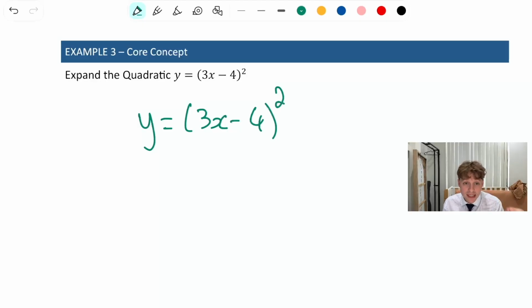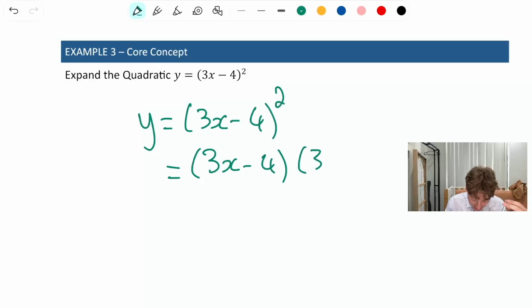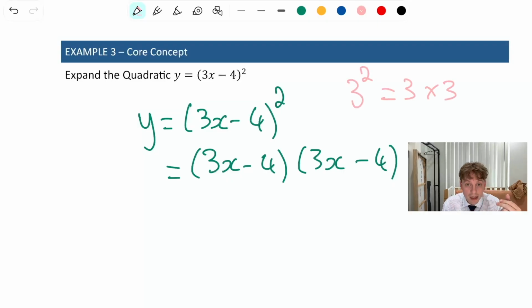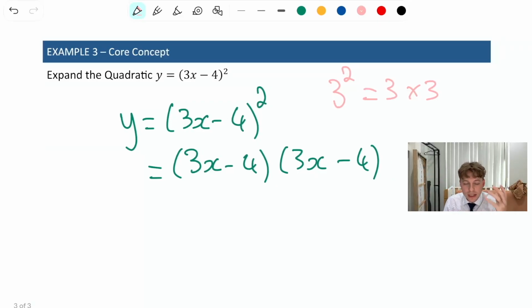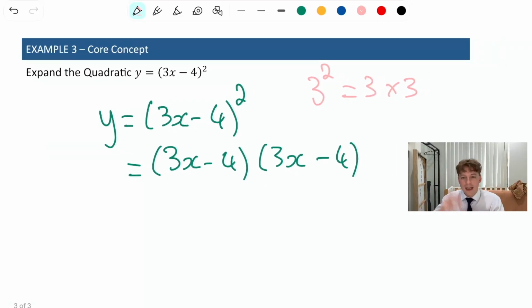What we have to do instead is recognize that 3x minus 4 squared is the same as 3x minus 4 multiplied by 3x minus 4. The same way if I told you 3 squared, that's equal to 3 multiplied by 3. Same idea. I can expand out my square. Now, once I realize I'm expanding, we see we're going to get a full 3 terms when we simplify down, like a full quadratic equation.